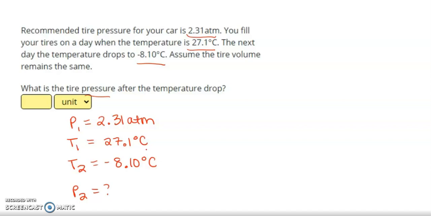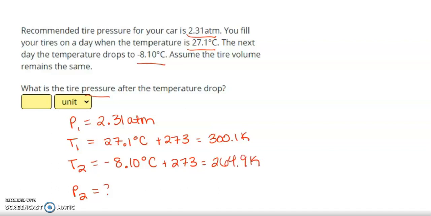So there's something I have to do before I can pick an equation. I see degrees Celsius here. I can't use degrees Celsius in my equation, so I need to convert this to Kelvin. I'm going to add 273 to both of these temperatures. That will convert my temperature from Celsius to Kelvin. For the first temperature, I get 300.1 Kelvin. And for the second temperature, make sure to remember that that's a negative 8.10. I get 264.9 Kelvin.